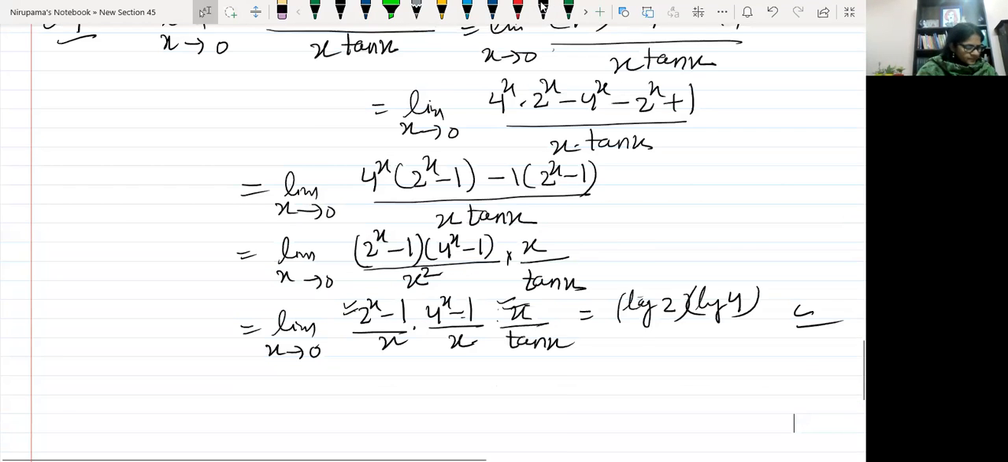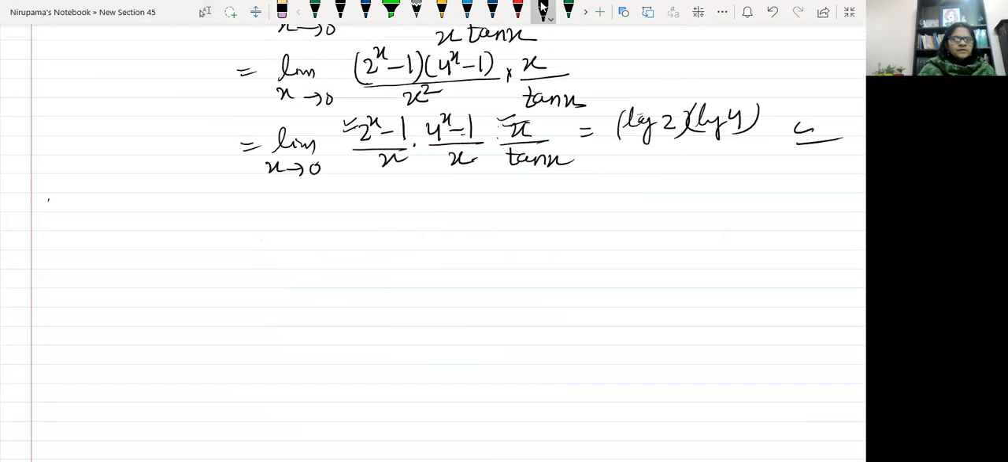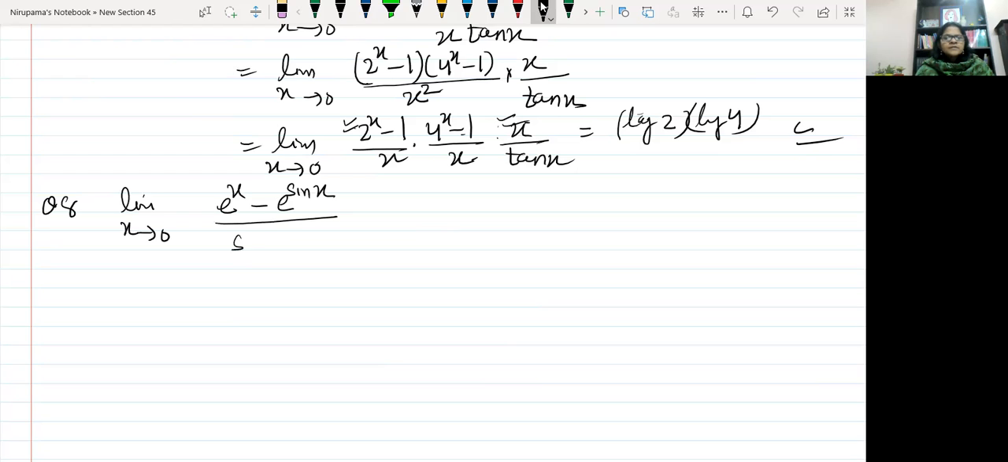So one last question. Okay, so this is the last question of today's class, and if I write here question number 8: limit x approaches 0, (e^x - e^(sin x)) divided by (sin x - x). So if you put x equal to 0, you will be getting 0 by 0 form, right?